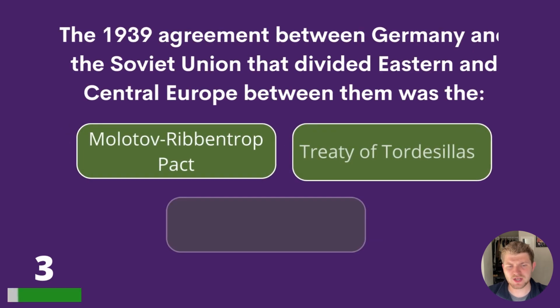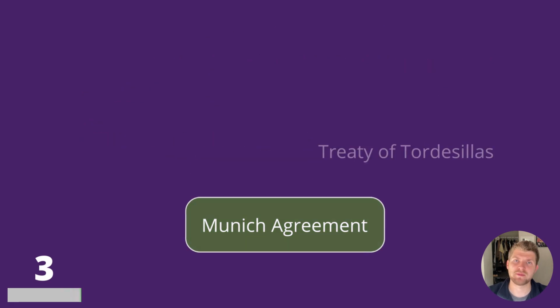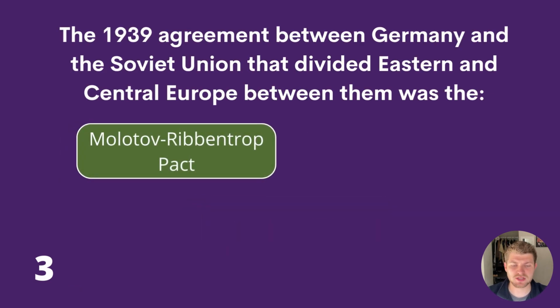Question 3. The 1939 agreement between Germany and the Soviet Union that divided Eastern and Central Europe between them was the Molotov-Ribbentrop Pact, Treaty of Tordesillas, or Munich Agreement? The answer is the Molotov-Ribbentrop Pact.